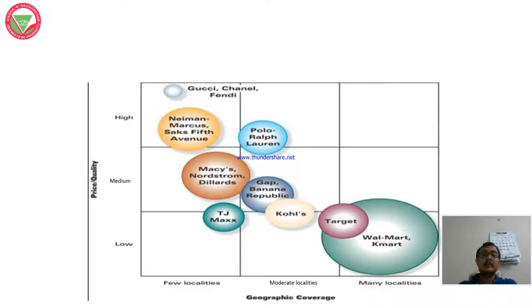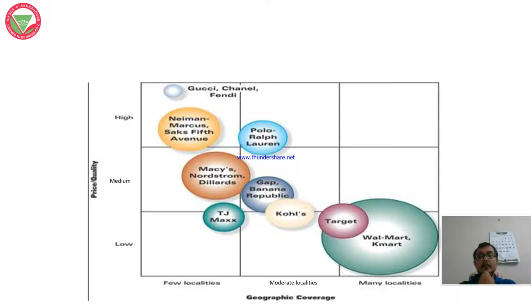Then we discussed the concept through an example. We have taken the example of retail outlets. In this diagram, the two variables we have taken are geographic coverage on the x-axis and price and quality on the y-axis, and we have taken three positions, low, medium and high, for both the attributes.